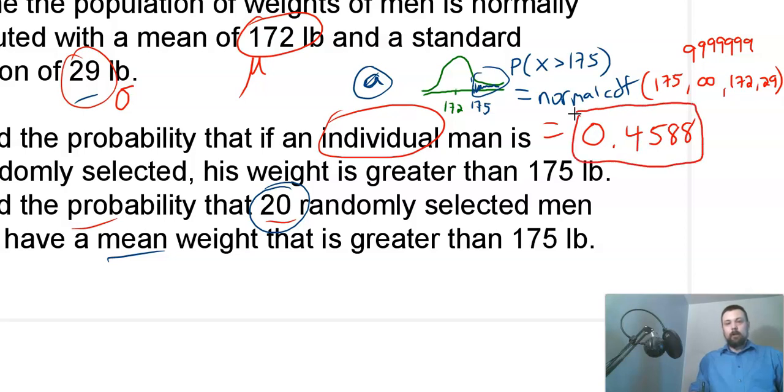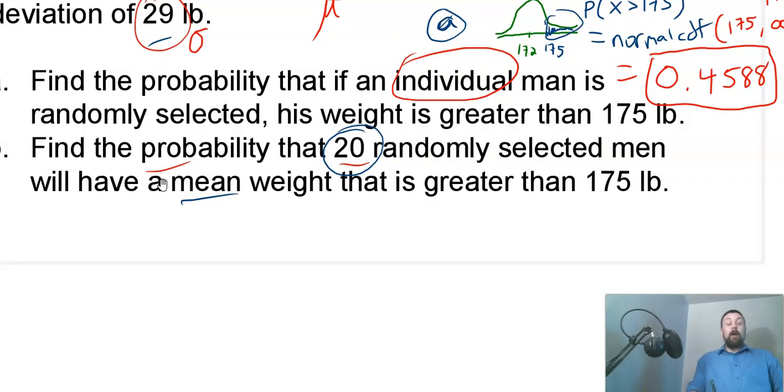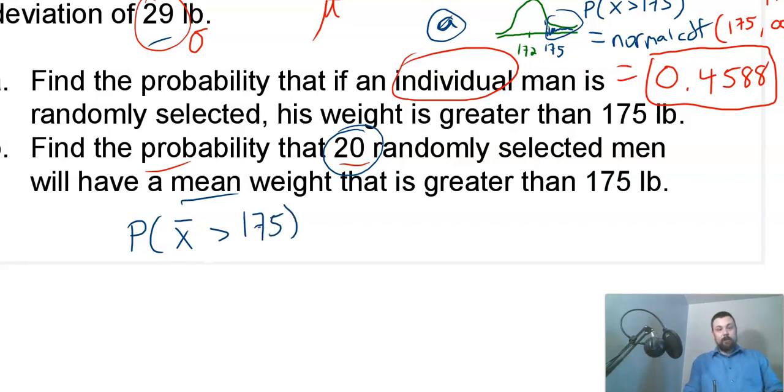So that's the answer for part A: if we randomly select one person from the population, the probability that their weight is greater than 175 is about 45 to 46%. That's a different question than part B, which asks for the probability that 20 randomly selected men will have a mean weight greater than 175. If I write that out, I'm trying to find the probability that the mean, not just X, but X bar, is greater than 175. That's what would change here.